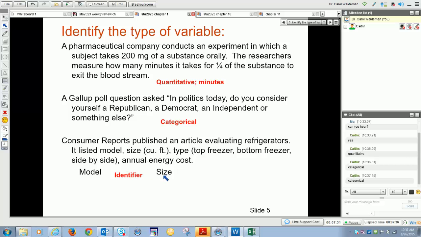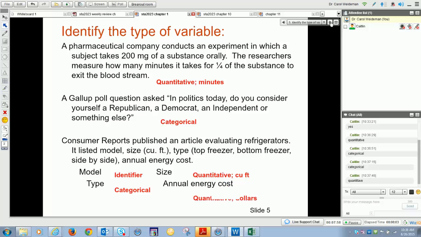So what about the size? What do you think about the size? What kind of variable is size? That one's going to be, yeah, that's quantitative, and right away here's your units right here, cubic feet. And then we had type and annual energy costs. So the type is going to be, and again you can see right away, there's categories, so that's just going to be categorical. And then energy cost, as soon as you see the word cost, you know you're going to be into quantitative, and the units are dollars.